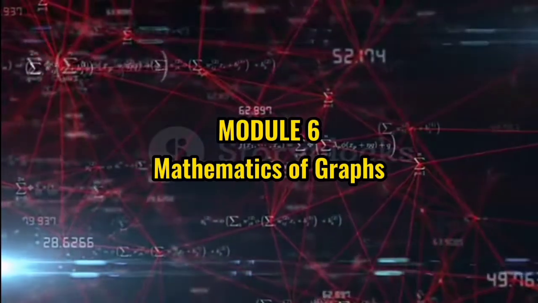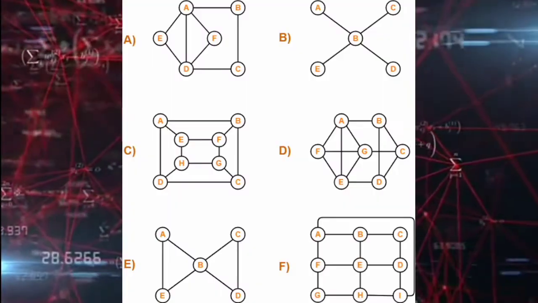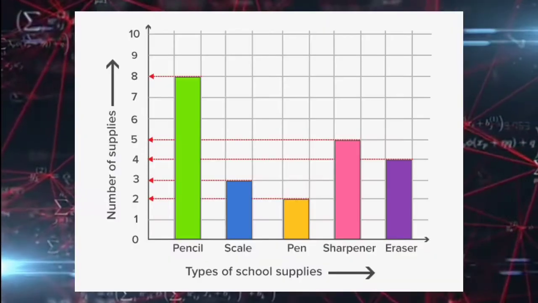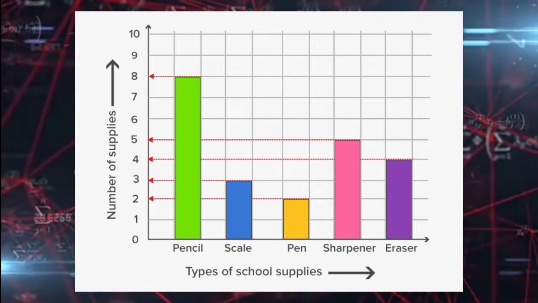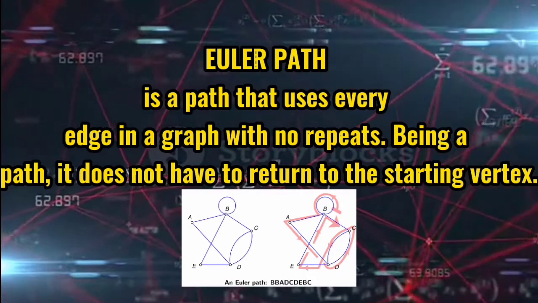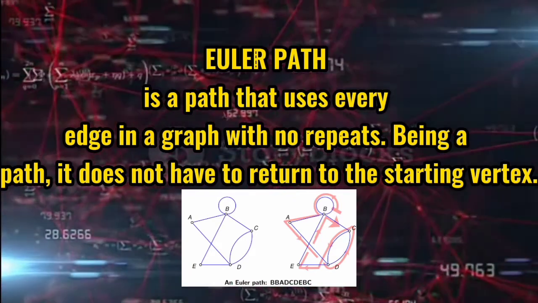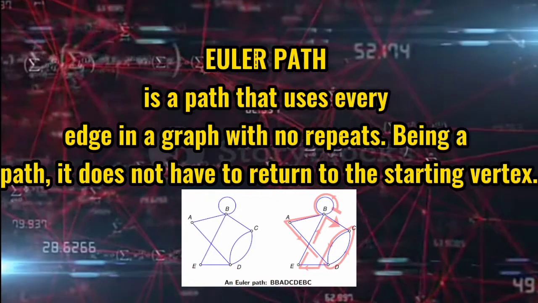Lastly, module 6, and the topic is about mathematics of graphs. In math, a graph can be defined as a pictorial representation or a diagram that represents data or values in an organized manner. An Euler path is a path that uses every edge in a graph with no repeats. Being a path, it does not have to return to the starting vertex.